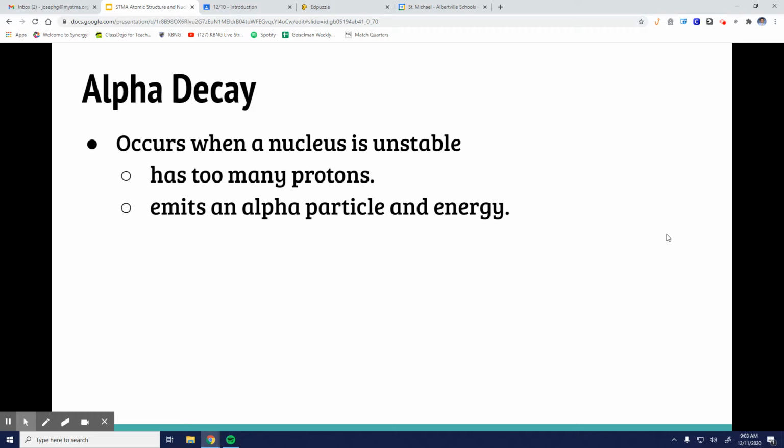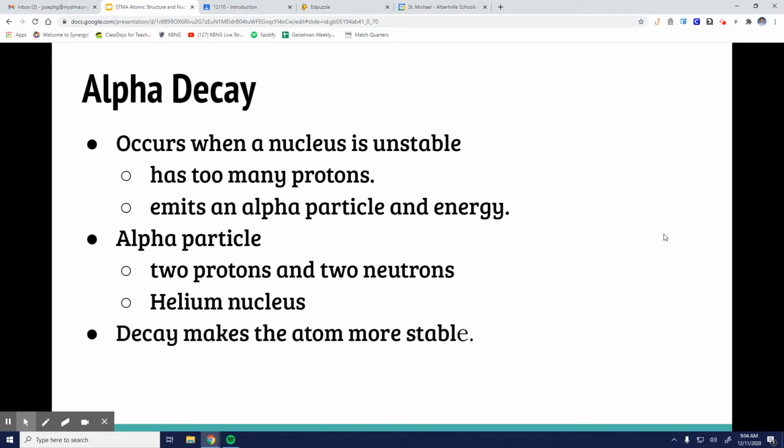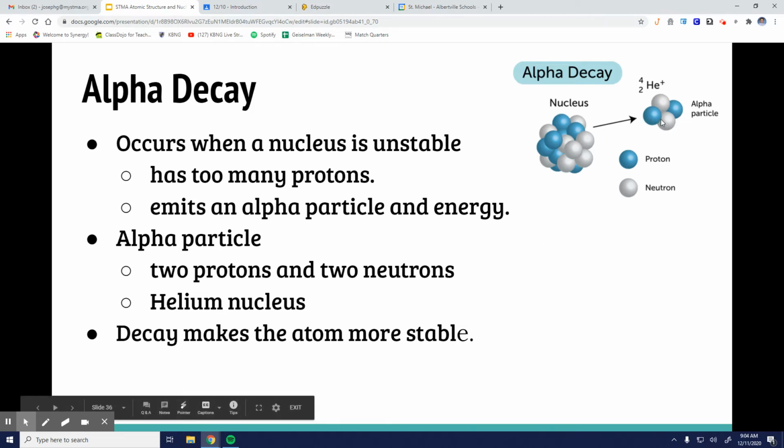So that alpha particle reduces the number of protons and neutrons, right? It reduces the number of protons by 2, and it reduces the number of neutrons by 2, so the mass number goes down by 4, and it emits some energy. That alpha particle, 2 protons and 2 neutrons, is the same as a helium nucleus, and I think we've said that enough. And the decay makes the atom more stable. It's happier there, it's at a lower energy, it likes to be there. So the nucleus is here, and it's going to shoot off that helium nucleus, with 2 protons, no electrons, and 2 neutrons.